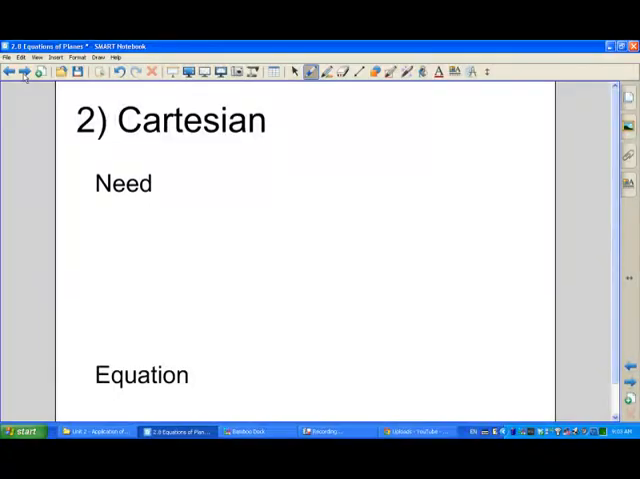So we've defined the vector equation of a plane, we've defined the parametric equations of a plane. And we can now define the Cartesian equation of a plane. For the Cartesian equation, we need a point, and we need a vector that is perpendicular to the plane. We need a vector that's a normal to the plane. We need to find a normal vector.